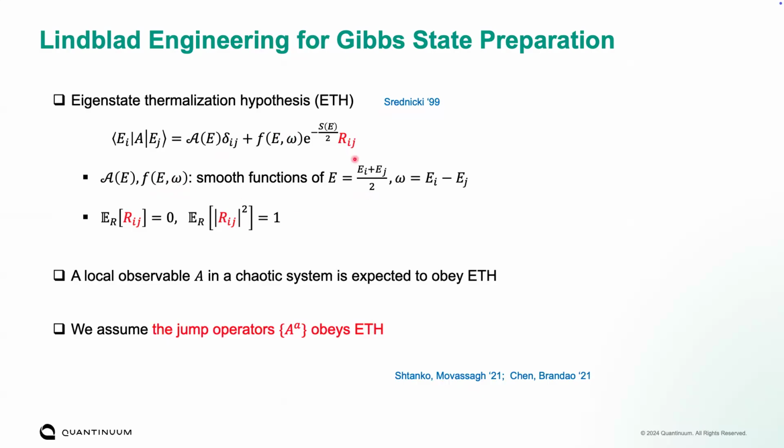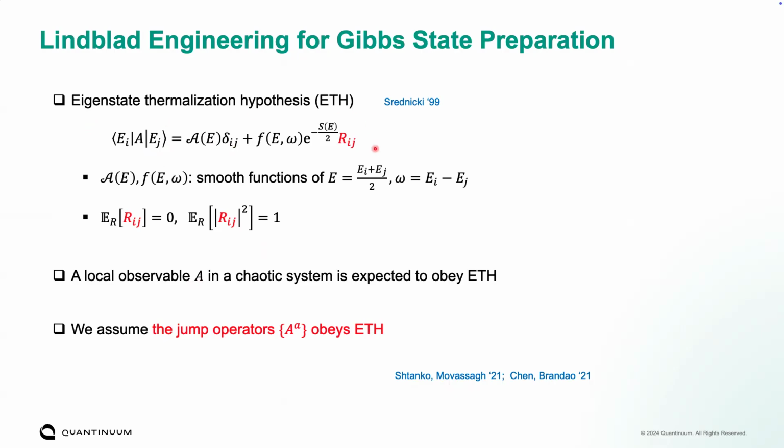And then finally, this R_ij. Here, for instance, in the original Srednicki proposal, it is an independent Gaussian variable. So each R_ij element. Here I assume that R_ij is Hermitian, and each R_ij is a zero-mean, unit-variance random variable. So what we are expecting is that given a local observable A in a chaotic system, this A is expected to obey ETH, with this form on the right-hand side.